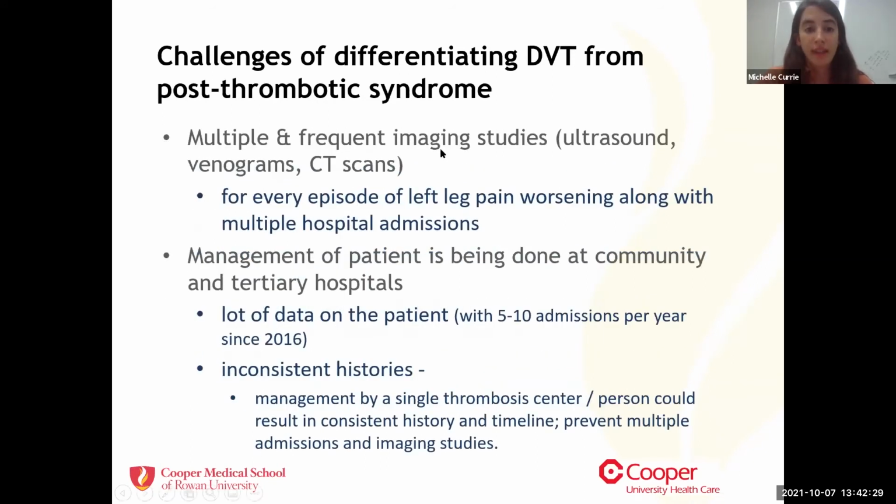So in our patient's case, challenges included multiple and frequent imaging studies that were done, ultrasounds and CT scans, every time she presented with an episode of left leg pain and swelling, because it was hard to differentiate whether this was a recurrence of a DVT or just symptoms of the post-thrombotic syndrome.